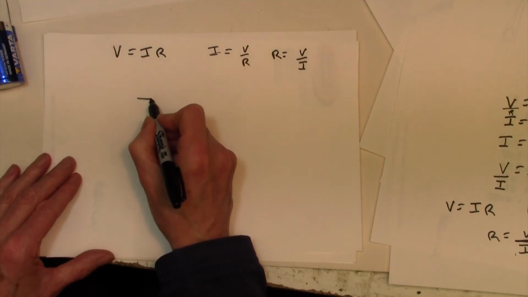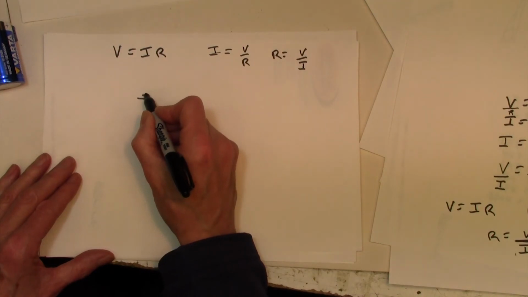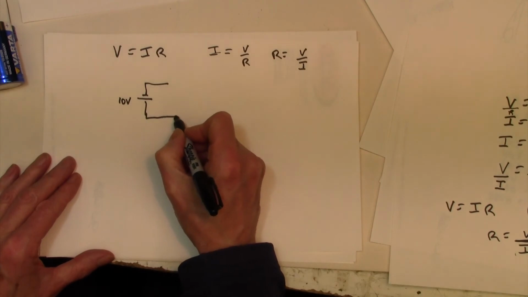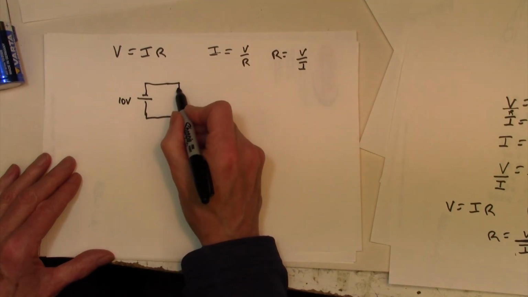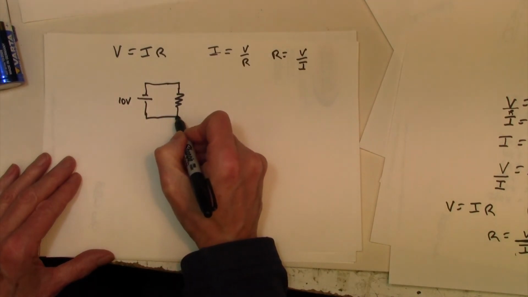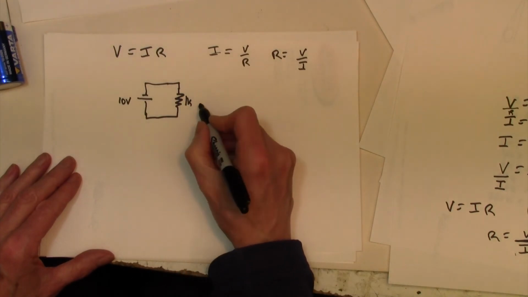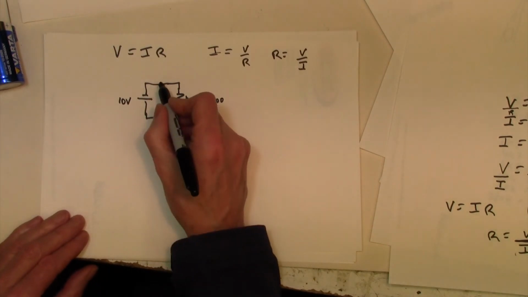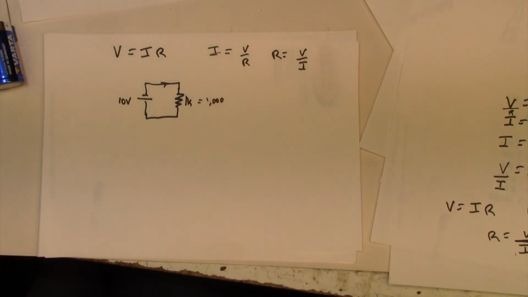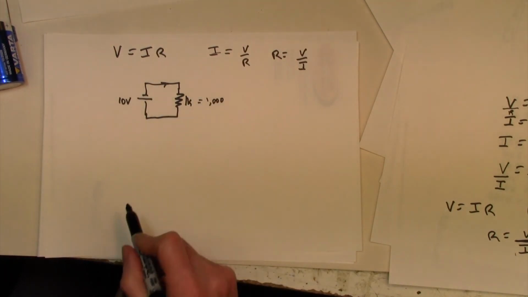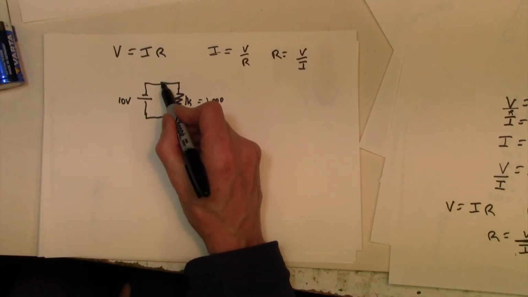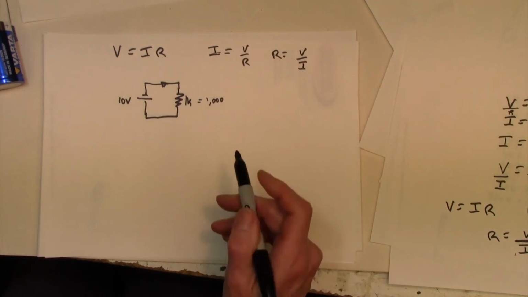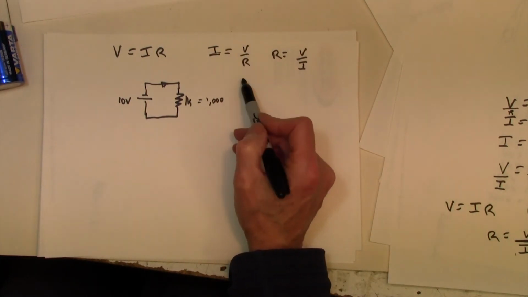So let's say we have a 10 volt battery, and we have a 1K resistor. There we go, is our 1K, which if you remember is 1000 ohms. What is the current flowing through that resistor? Well, as soon as we say what is the current, that means we don't know what the current is, and we need this equation here. We need I equals something. Well, we know what it is, it's V upon R.